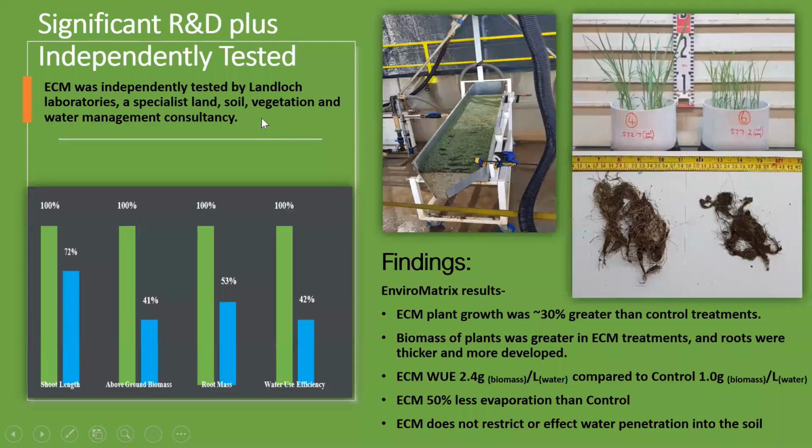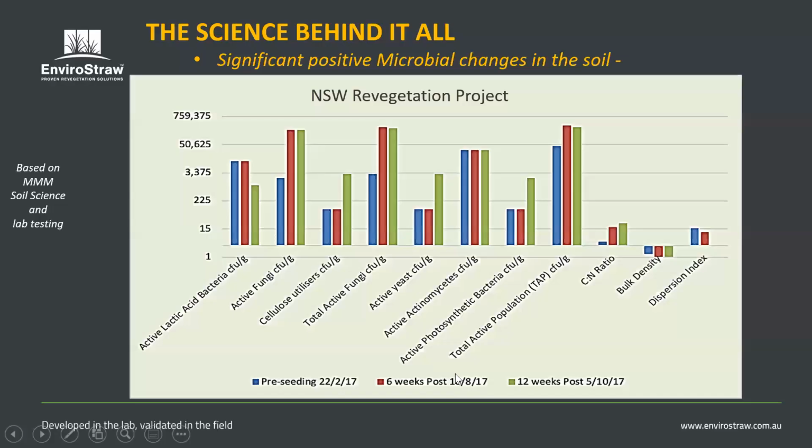We've done a lot of university tests and independent tests looking at things from overland flow, rainfall simulation, how big the root systems are, what the microbiology is, how much organic carbon is built up, the water holding capacity and water use efficiency of the Enviromatrix system. And ultimately, it comes down to the positive changes in microbiological systems within the soil.